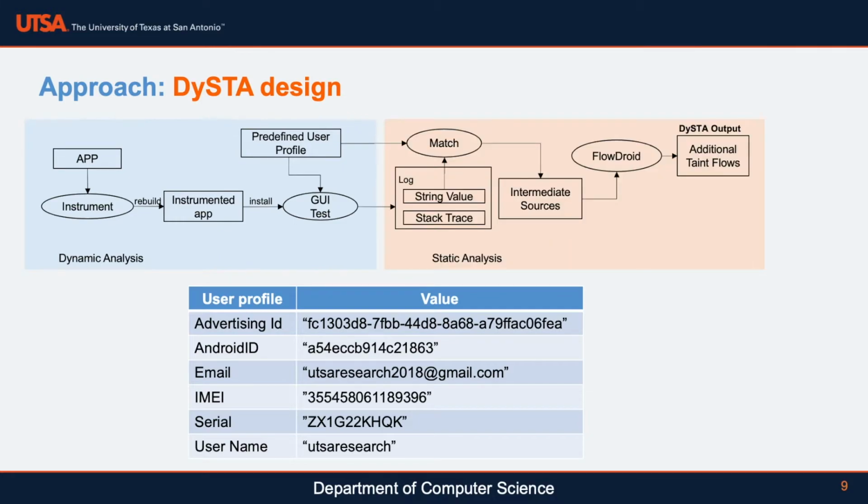And during testing, we utilize the Android system log to record the return values and the call stacks of the string type methods. When a method returns a value that contains any user data that we defined in the user profile, we consider that method as an intermediate source. After identifying the intermediate sources, we apply them on FlowDroid to detect additional taint flows.